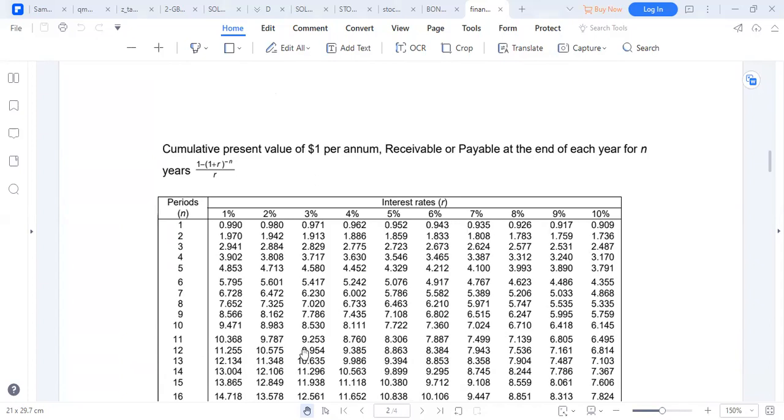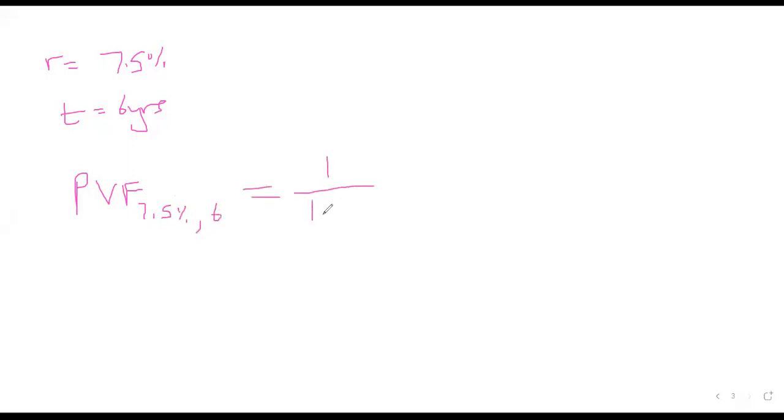I really want you to be independent of the tables because sometimes the interest rates are given as something else. Let's try it together. Suppose your interest rate was 7.5%, and you're told the time is 6 years. How do you find the interest factor? Who can lead us? Present value interest factor, 7.5%, comma, 6. Now we're going to have 1.075 to the power 6. Right, together?